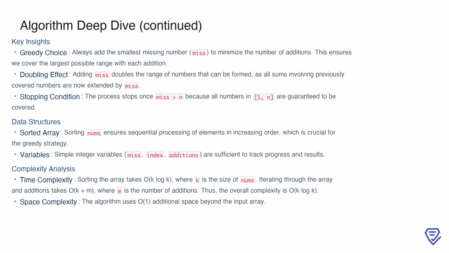To support this strategy, we use a sorted array to ensure that elements are processed in ascending order, and we track progress using simple variables like miss, index, and additions. In terms of complexity, sorting the array takes O(k log k), where k is the size of nums. The iteration and additions take O(k + m), where m is the number of additions made. Therefore, the overall time complexity is O(k log k), and the space complexity is O(1), as no additional data structures are required beyond the input array and the variables.